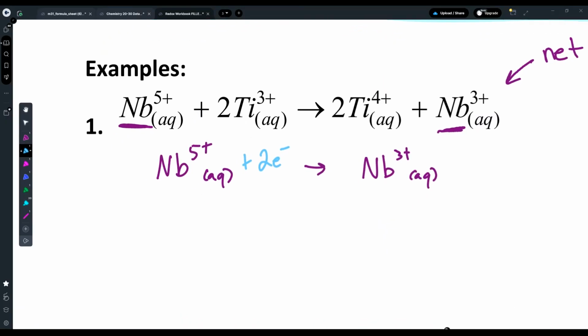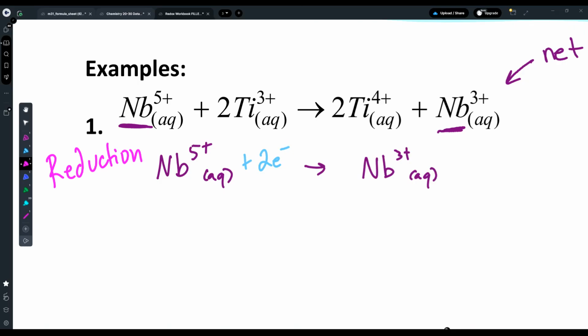Okay. So looking at this, we have our electrons on the reactant side, so that means electrons are being gained, and then LEO the lion goes GER: gaining electrons is reduction. So this will be reduction.